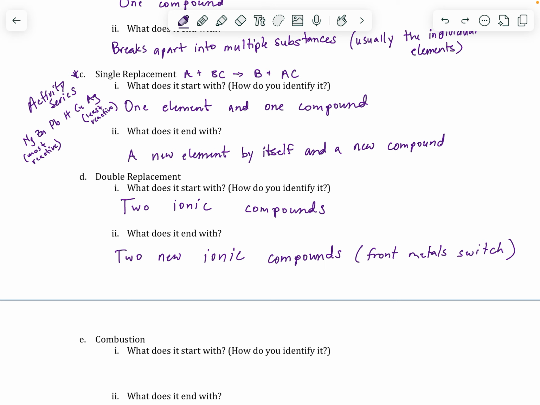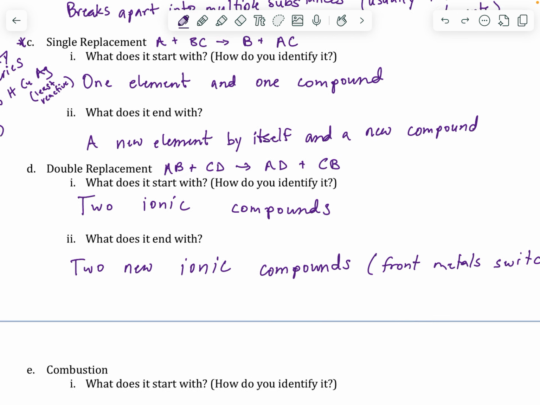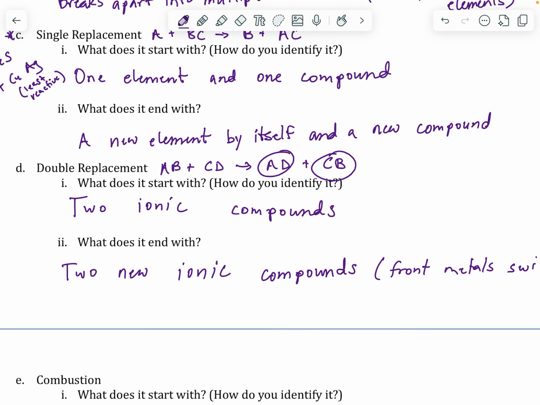So the skeleton for this was AB plus CD yields AD plus CB, because again, those front ones just switch spots there. So in terms of what order you write these in, of course, it does not matter. I could put CB before AD. However, within the actual compound itself, the metal or the positive ion has to be first. The negative ion has to be second.